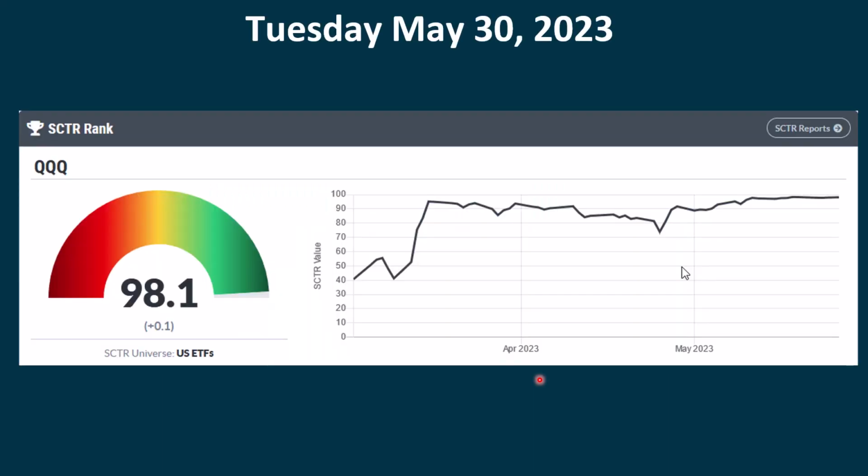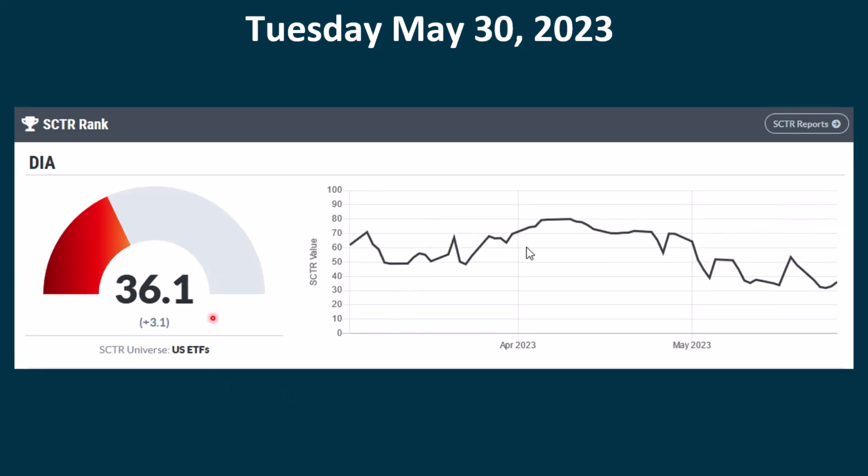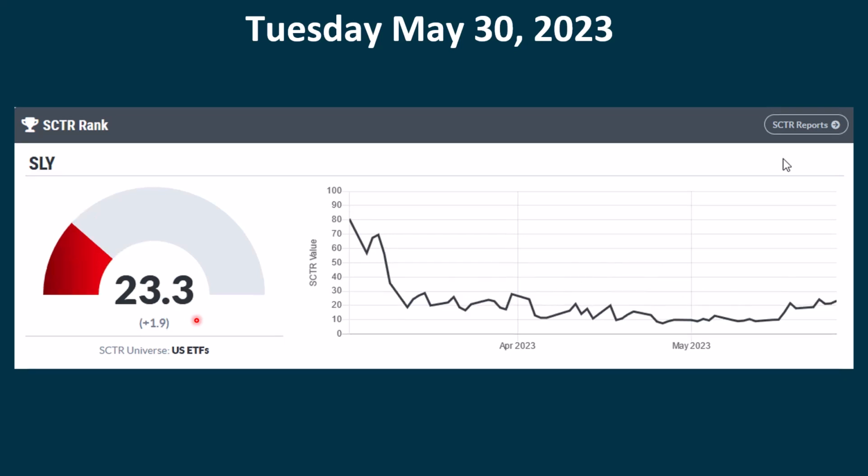Coming in first place is the QQQ, which represents the NASDAQ 100. It has a technical score right now of 98.1. In second place is the S&P 500 at 83.9. In third place is the Dow at 36.1. In fourth place are the mid caps at 29.2. We're seeing a lot of weakness in the mid caps and then in the small caps as well. But if you look under the surface and compare growth with value, we are seeing some strength. And then in last place, we have the small caps coming in at 23.3.